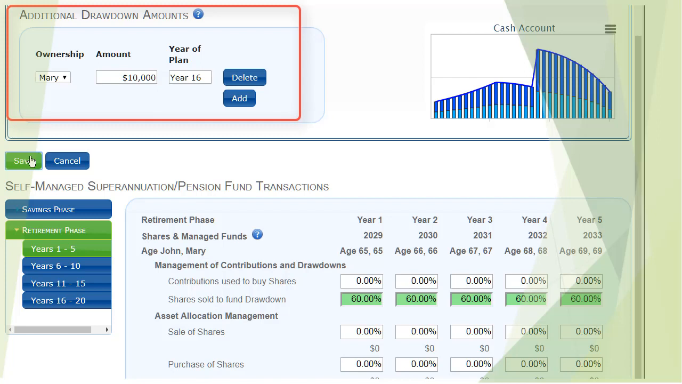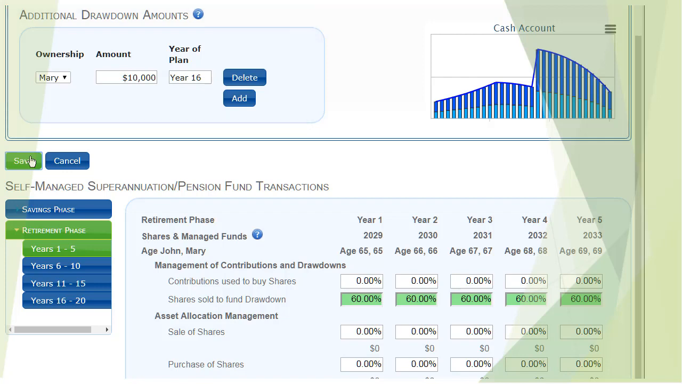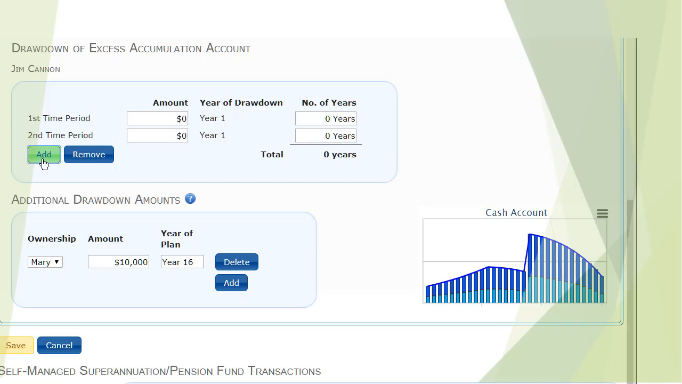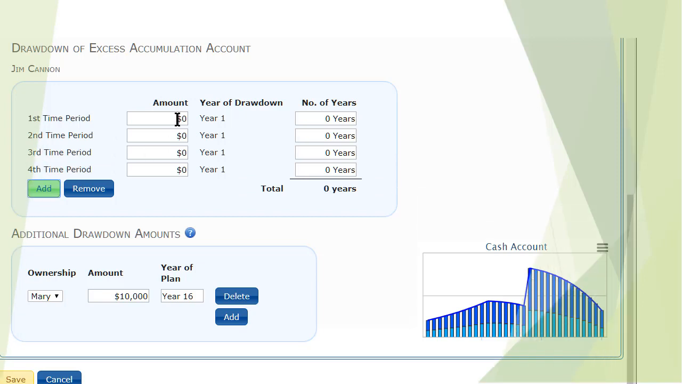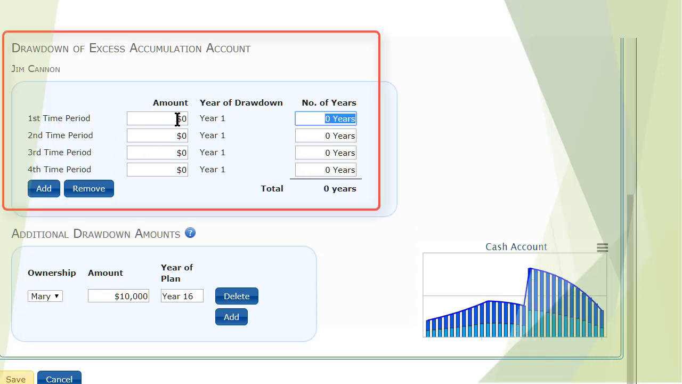This means that funds can also be drawn down to meet the early access of superannuation due to COVID. You need to ensure you're entitled for that early release of funds. The funds held in John's excess accumulation account are not subject to the minimum drawdown rules and can be drawn down as required. In this case, John plans to draw down an additional $50,000 in years 10 and 20 of the retirement phase to fund additional large expenses.